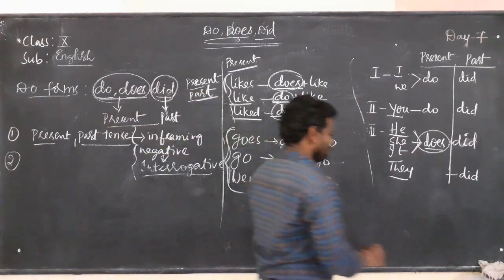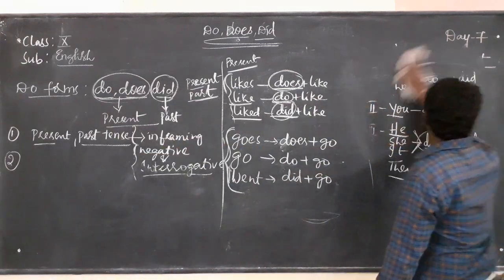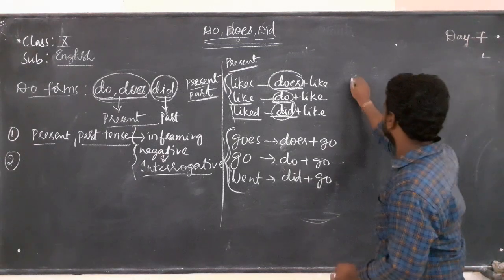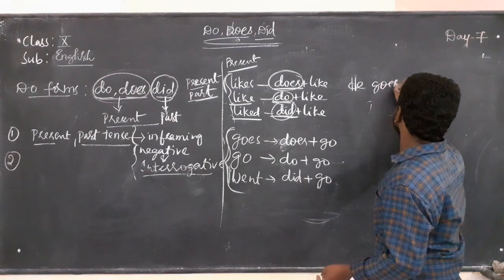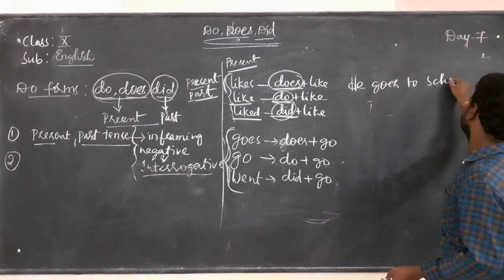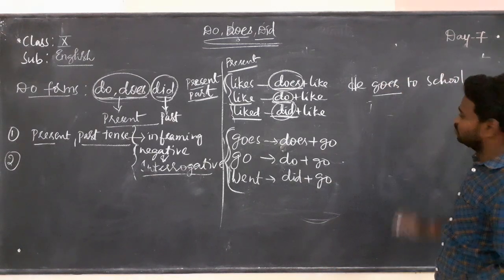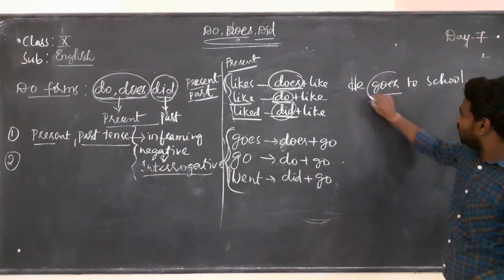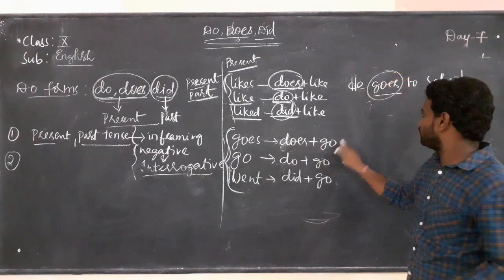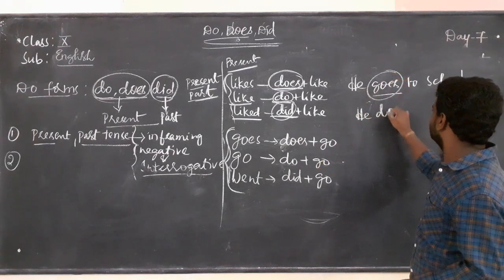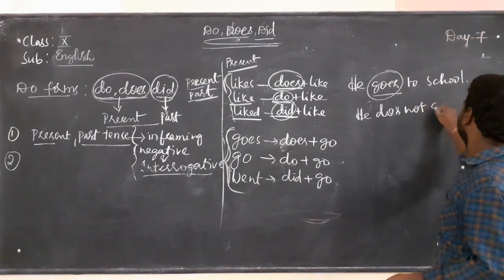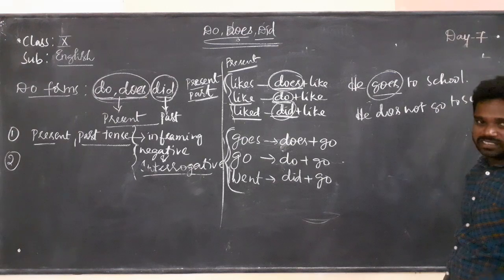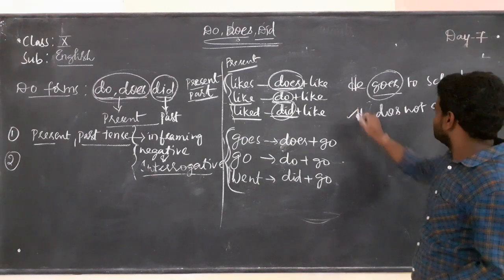Let me write the example here. For example, he goes to school. Right, he goes to school. So when I want to change this to a negative, how can I write this? Does plus go. That means he does not go to school. Right, this is a negative.